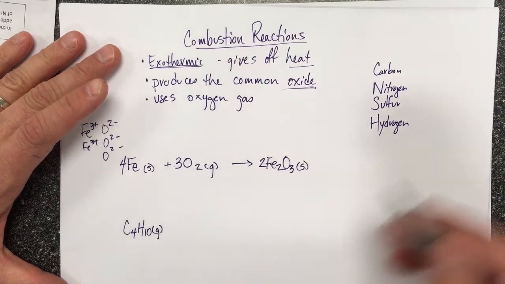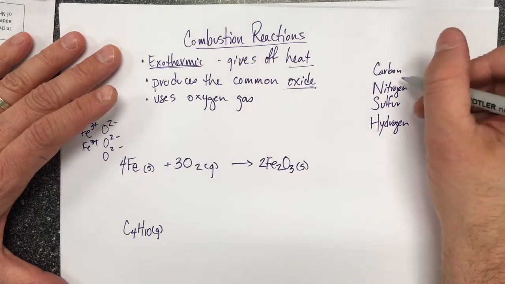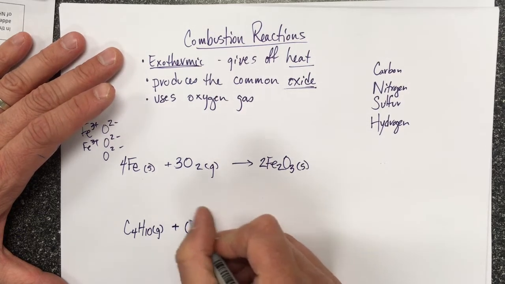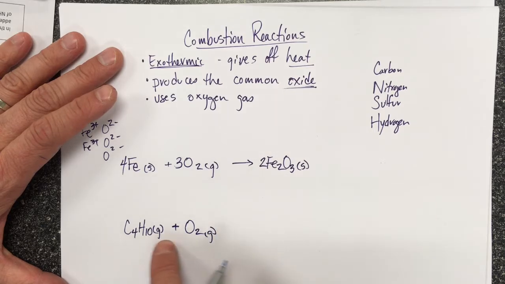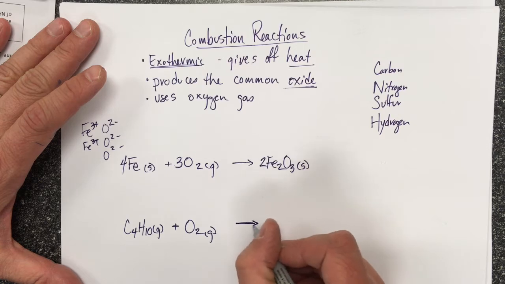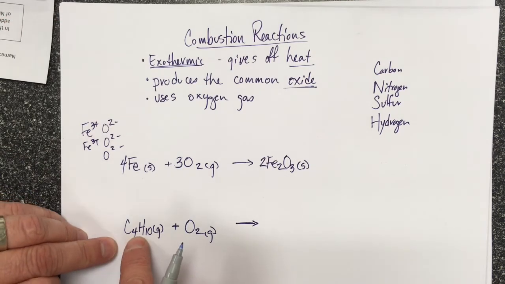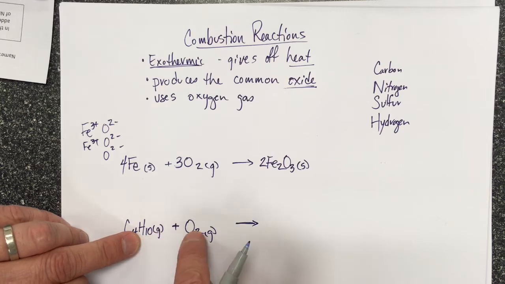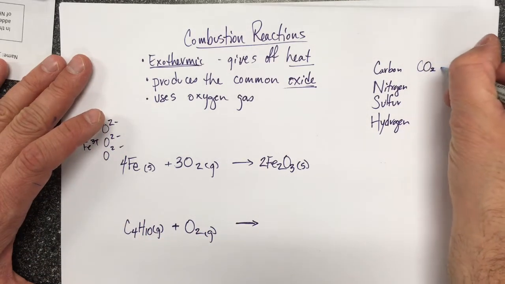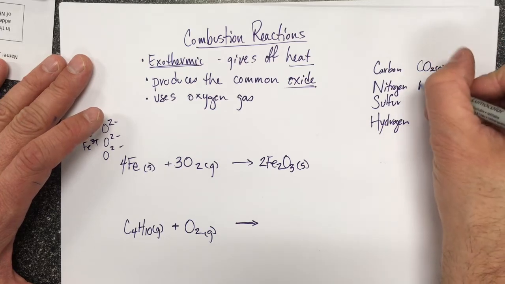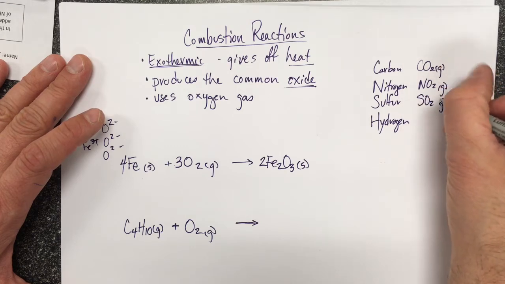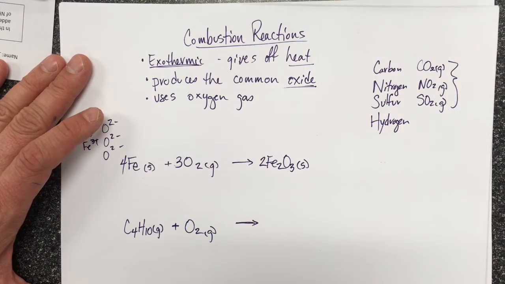For molecular compounds and nonmetals, anything that has nonmetals, the combustion still uses oxygen. So in this case, I've got a chemical called butane, which reacts with oxygen to produce the common oxide of carbon and hydrogen. So the carbon reacts with oxygen, hydrogen reacts with oxygen, and carbon's common oxide is carbon dioxide gas. Nitrogen's is a nitrogen dioxide gas. Sulfur is a sulfur dioxide gas. So those are easy to remember because they're all dioxides.